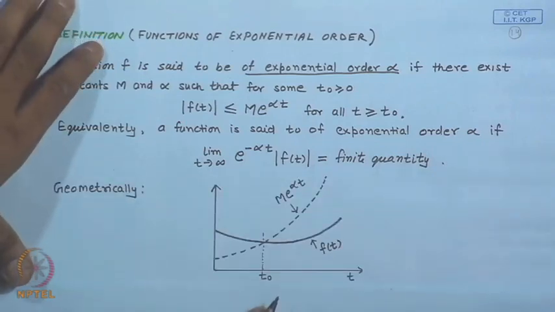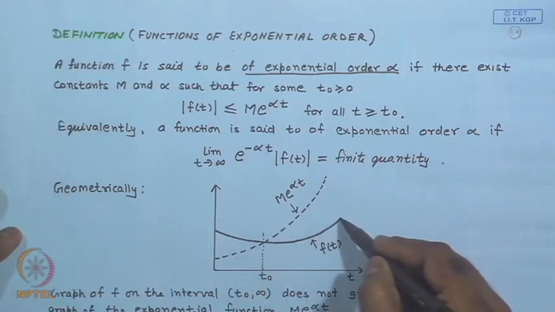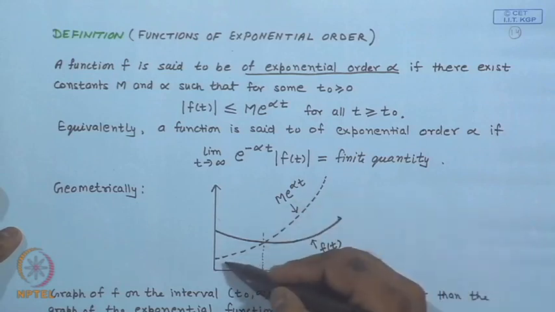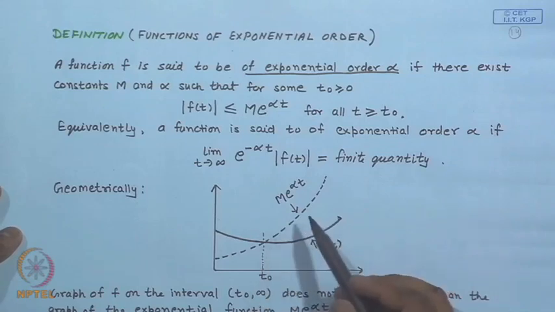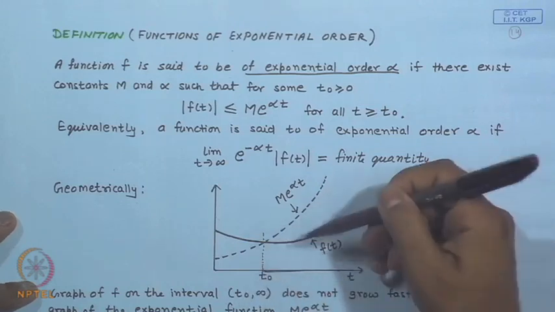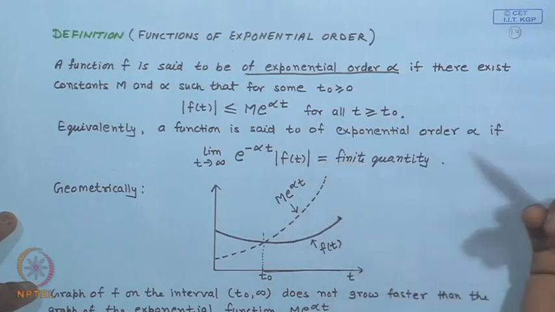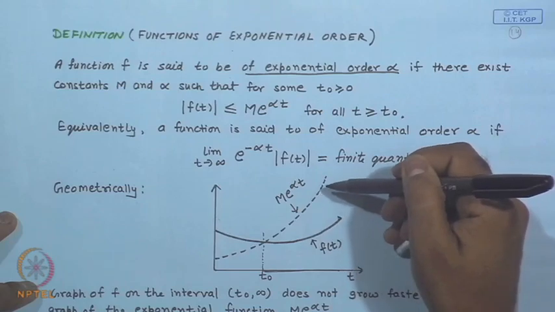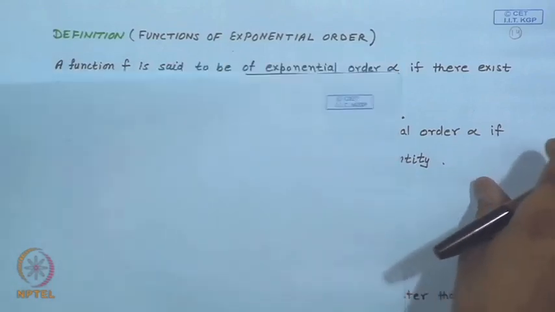Geometrically, if we see, this is basically the graph of a function f(t), and this is our exponential function with exponent alpha. So, the graph of f on the interval t naught to infinity here does not grow faster than the graph of the exponential function M e^(alpha t). So, that is the meaning of these functions of exponential order. So, let us take some examples of these functions.